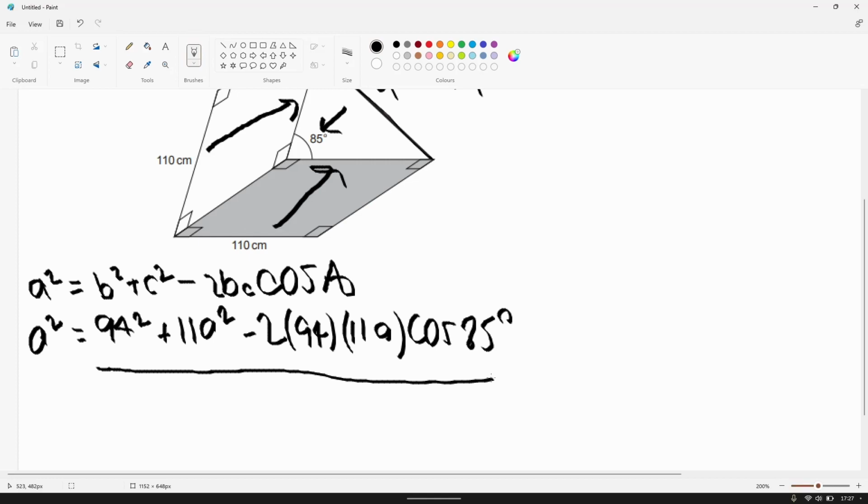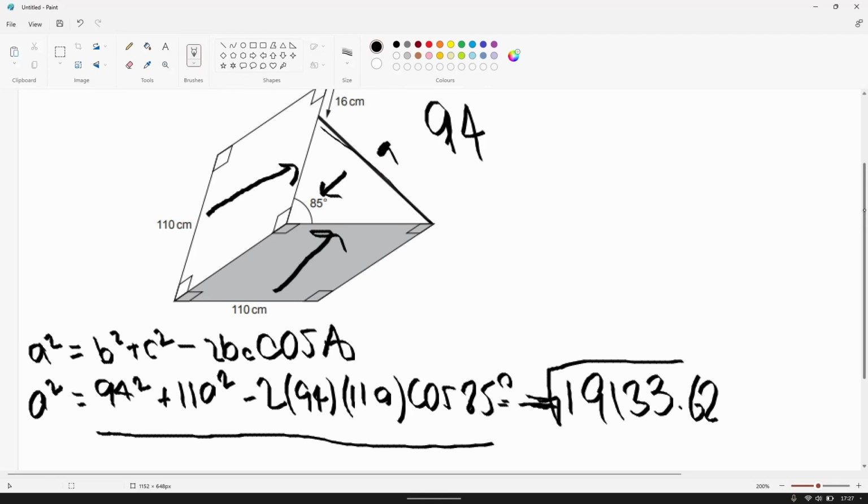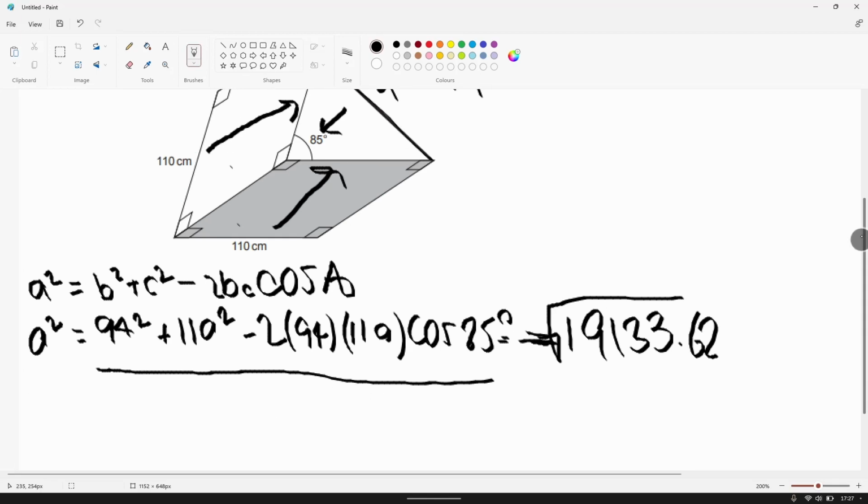Okay, so that gives me 19,103. You might panic and go, wait, what? That's completely wrong. But then obviously, you've got to square root it to get our a. Square root of the answer is 138 centimeters, which makes sense because it should be longer than these two lengths.